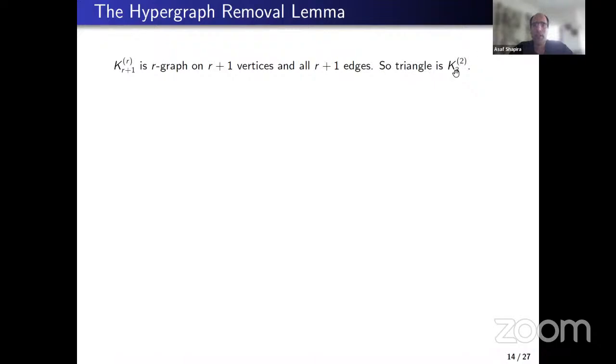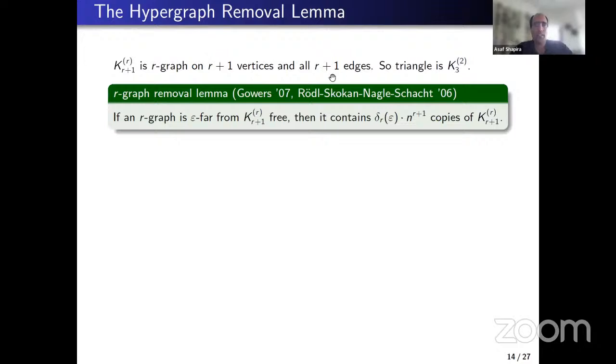So for example, K_3^(2) is just a triangle, right? It's the complete 2-graph on 3 vertices. And we have the following natural generalization of the triangle removal lemma to r-graphs. What it says is that if an r-graph is epsilon-far from being K_{r+1}-free, meaning that you need to remove a positive proportion of the edges, then this r-graph contains a positive proportion of all complete graphs on r+1 vertices.